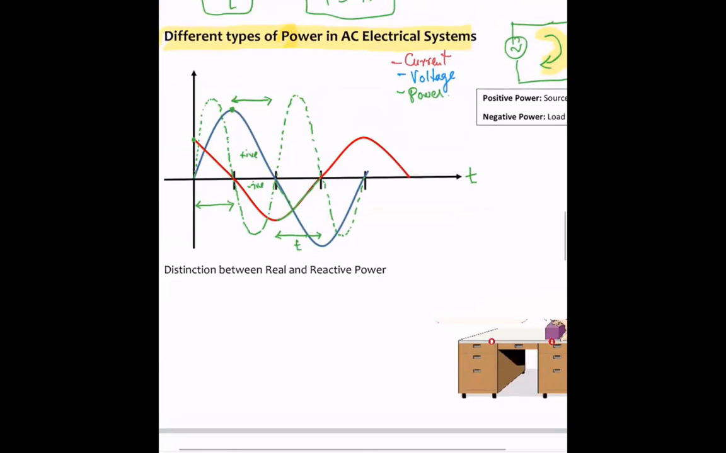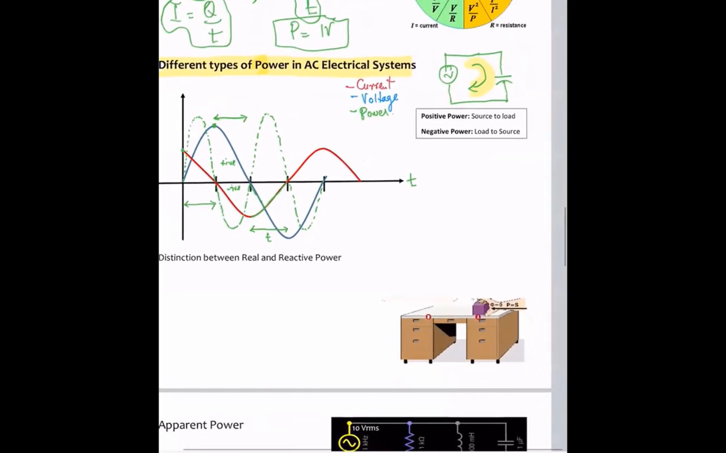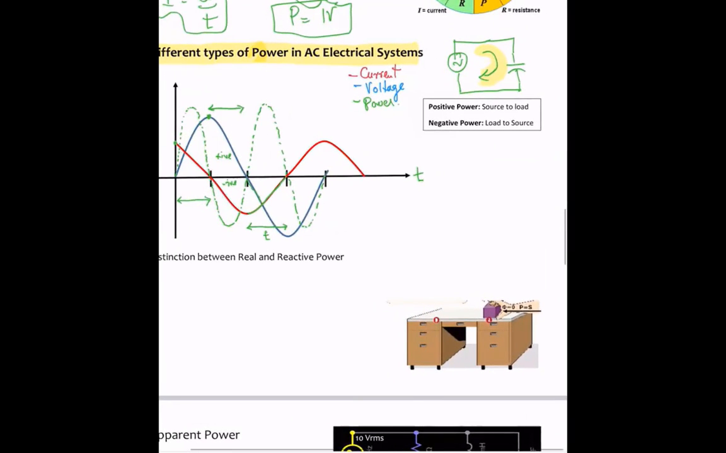Okay, so what is happening over here? You are getting two kinds of power. One is the positive power, which you see over here. That is what we refer to when the power is going from source to the load. In this case, it was the capacitive load.